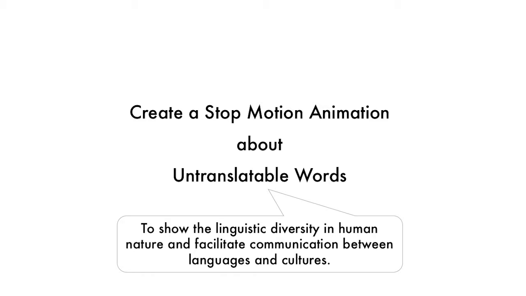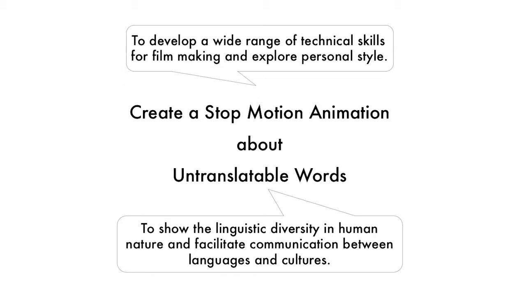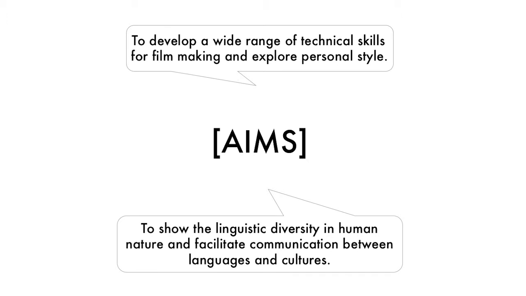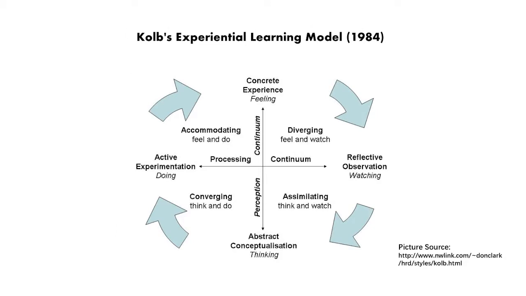So by doing animation, I wanted to develop a wide range of technical skills in filmmaking and explore personal style. Apparently, these are my two aims for the project. To specify the whole process, I took David Kolb's experiential learning style model as an analyzing tool. He believed that learning is a process whereby knowledge is created through the transformation of experience. I quite agree with this opinion because doing this project is an integrated process, with each stage being mutually supportive.